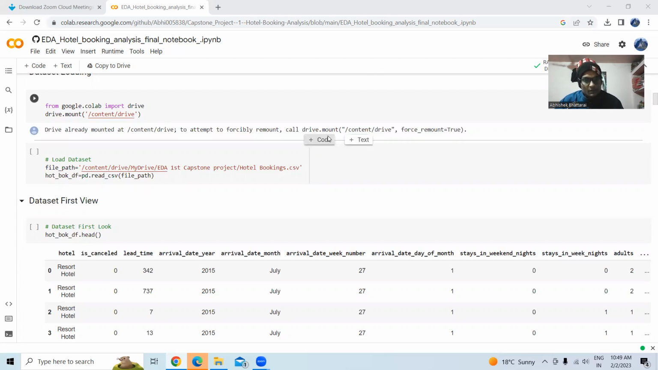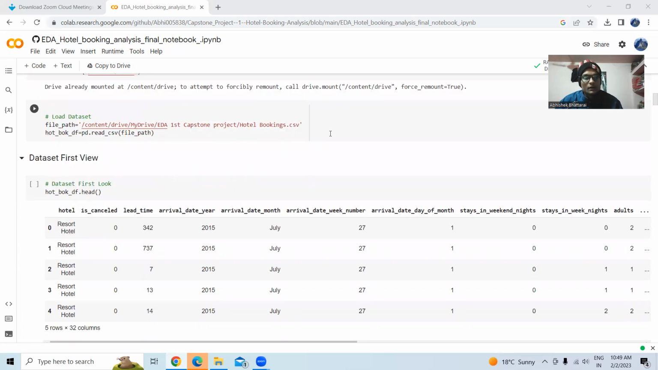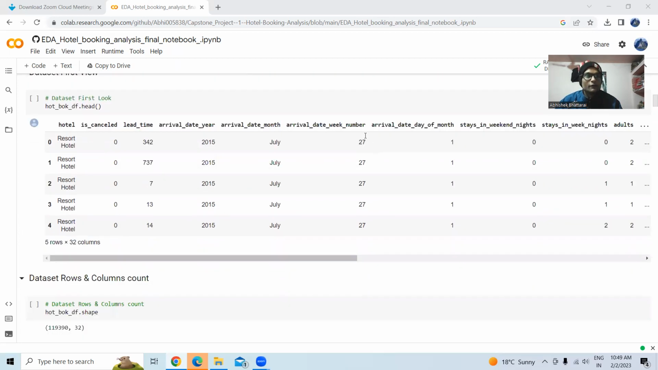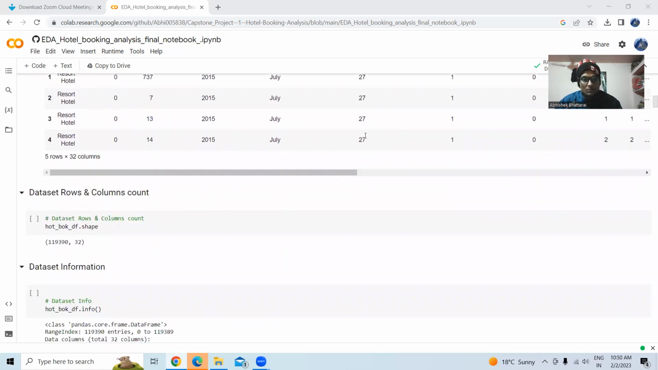Then we begin with the first view of the dataset. We are using the head function, which gives us the top 5 rows. Then we are counting the dataset's rows and columns. Here we have 1,19,390 rows and 32 columns.